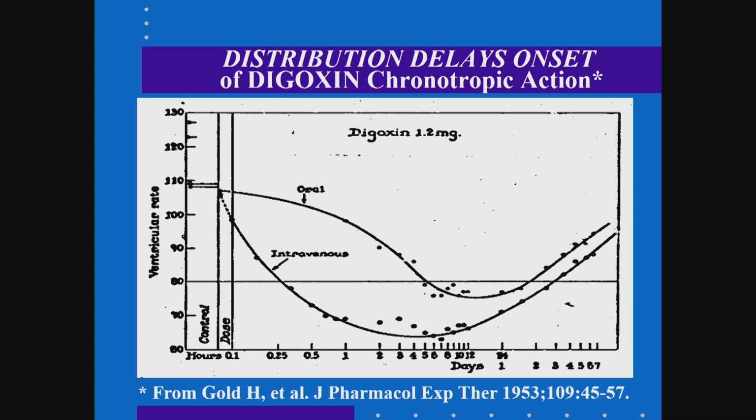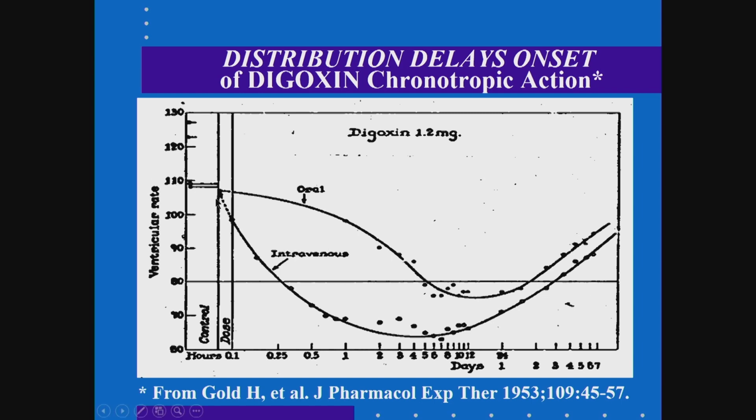Now, let's go back to the process of drug distribution. We saw that distribution, in fact, was not instantaneous, and that has an impact on the action of the drug. In this case, the chronotropic action of digoxin, in that digoxin slows the heart rate. Here we're looking at ventricular rate in a group of patients with atrial fibrillation with rapid ventricular response, and we have both oral and intravenous administration. This is from the classic work of Harry Gold and his co-workers in the early 1950s.